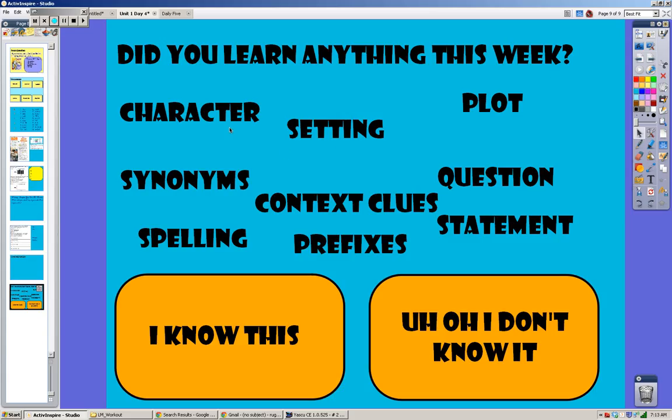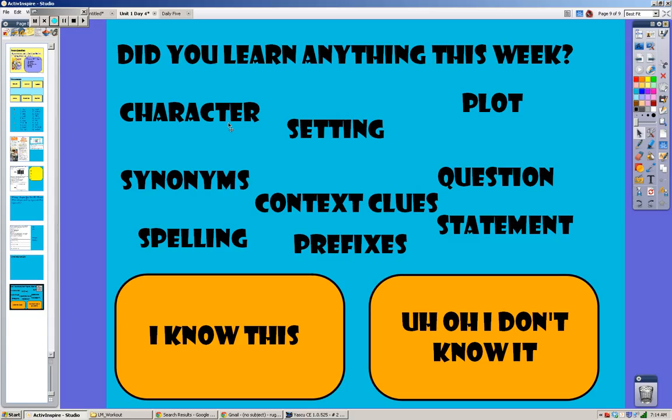We talked about character. We talked about setting. We talked about plot. We talked about synonyms, context clues, questioning, spelling. We talked specifically about short vowel sounds, prefixes, and statements. So, I have this little nifty activity here to see if you guys know these concepts. So first of all, let's talk about character. I'm just reminding you what each of these mean before we take the little assessment that we have tomorrow.